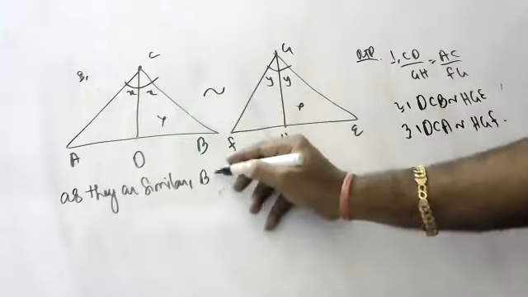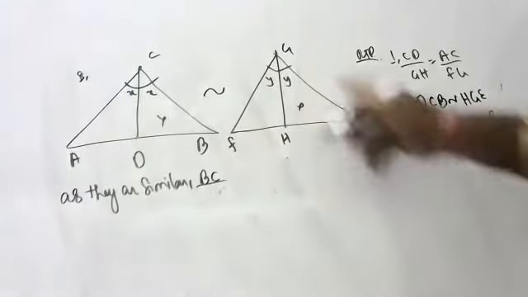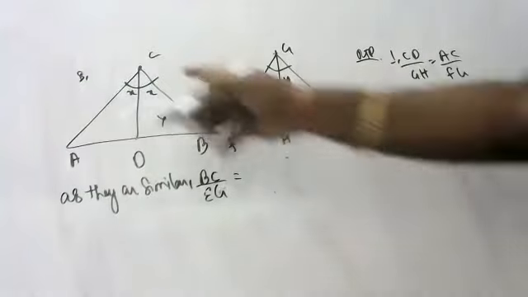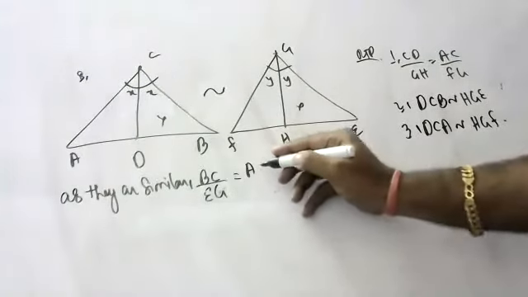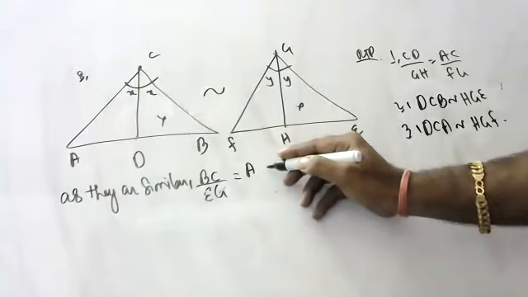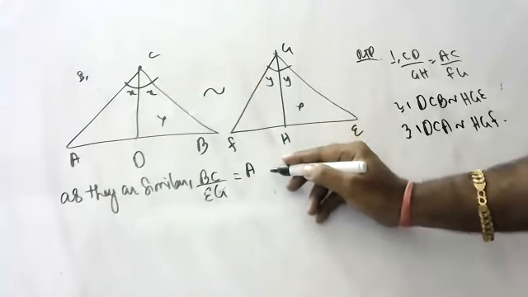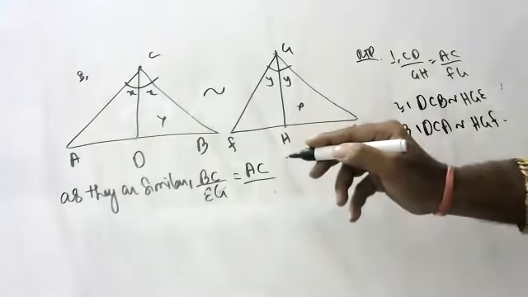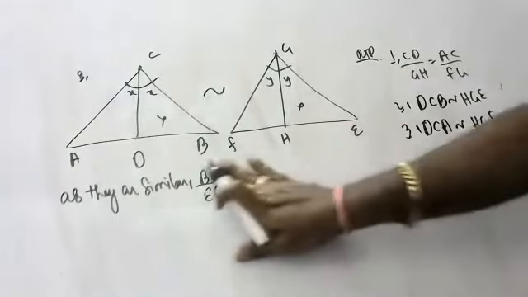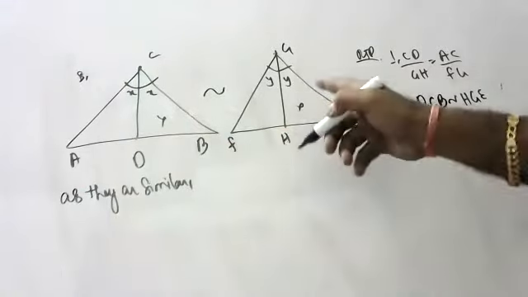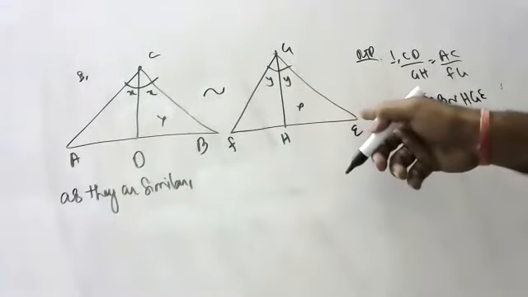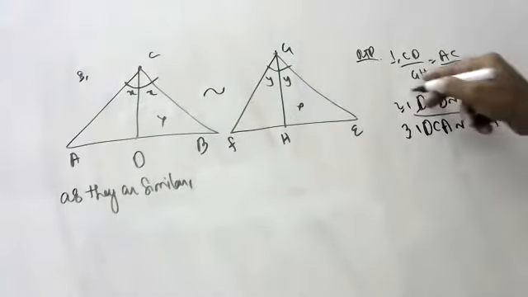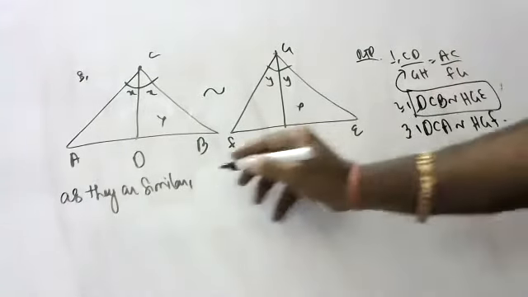BC is proportional to EG, and AC is proportional to FG. One second, no. As they are similar, let's take the small triangles, children. What are the small triangles we have? BDC. What are we to prove here? If you prove this, you can write CPCT.